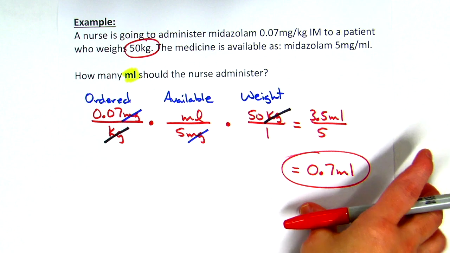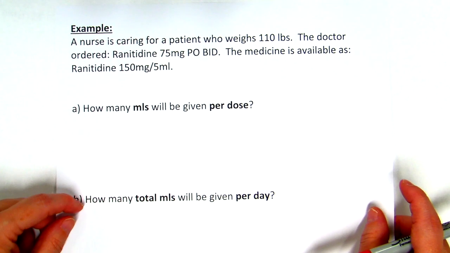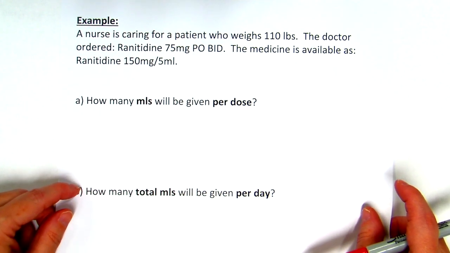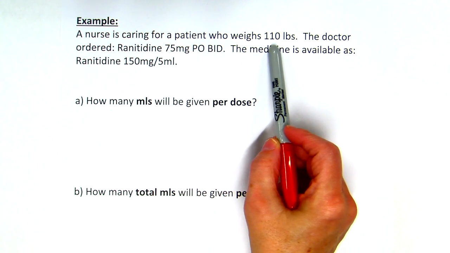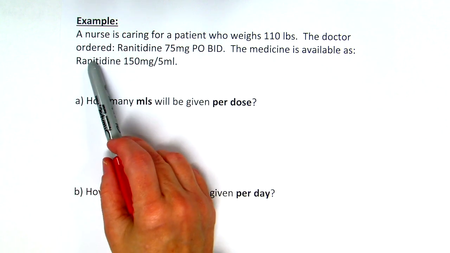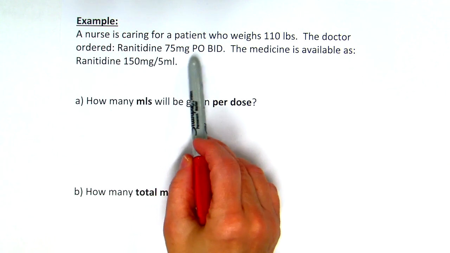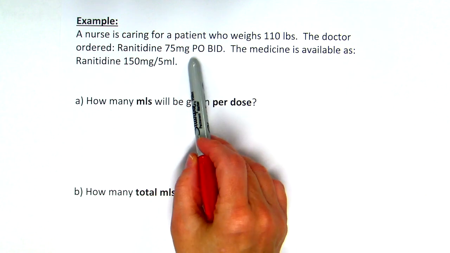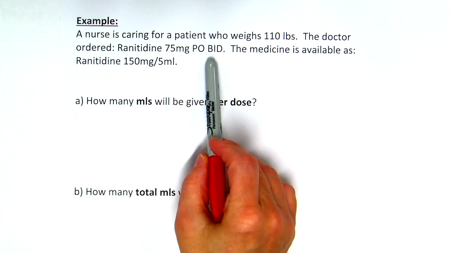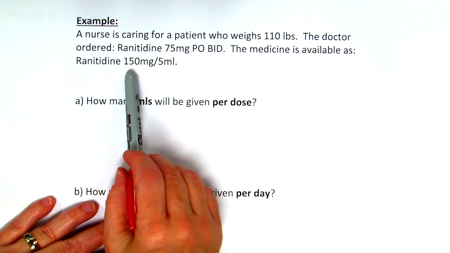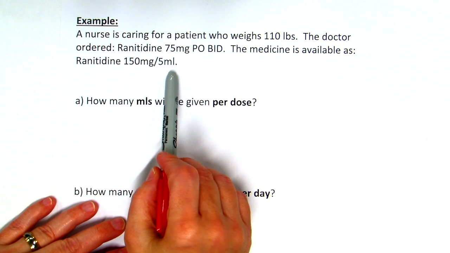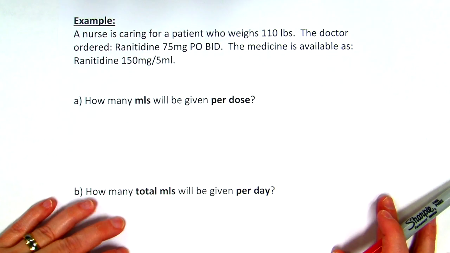Okay, now let's take a look at another question. This will be our last example, and we'll do this in a 3-parter. A nurse is caring for a patient who weighs 110 pounds. The doctor ordered ranitidine, 75 milligrams, PO BID, by mouth twice a day. So there are, again, some abbreviations you're going to have to know. The medicine is available as ranitidine, 150 milligrams per 5 milliliters. Okay, so that's all the information that we need.